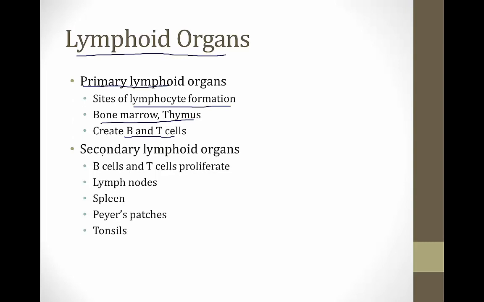We then have what are called secondary lymphoid organs, and these are places where B and T cells can proliferate in response to infection. And this includes the lymph nodes and the spleen. It also includes the Peyer's patches in the GI tract and also the tonsils.